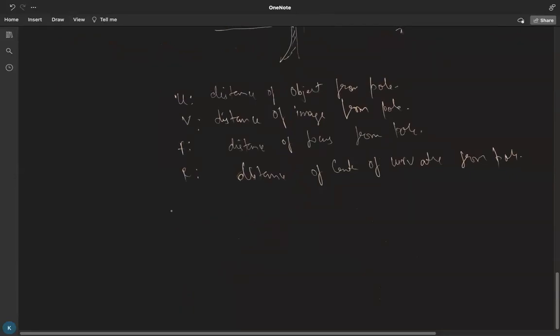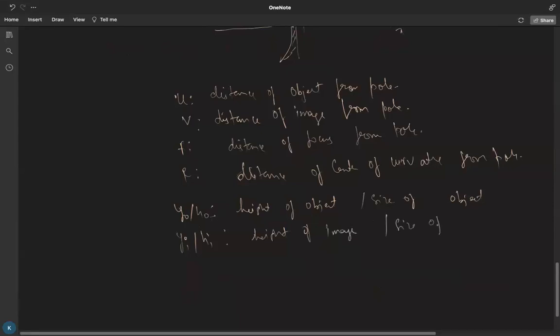These are also called YO or HO, YI or HI. So this represents the height of object, or you can say the size of object. And the second is the height of image, or you can say the size of image, right? Now you have to find these directions, positive or negative. So these are the things that you have to know.